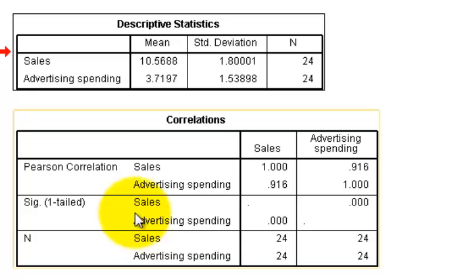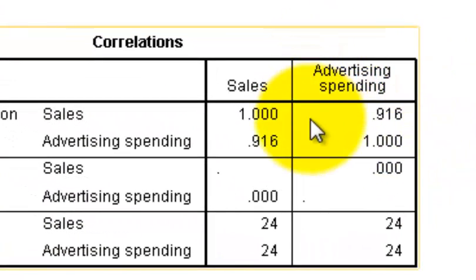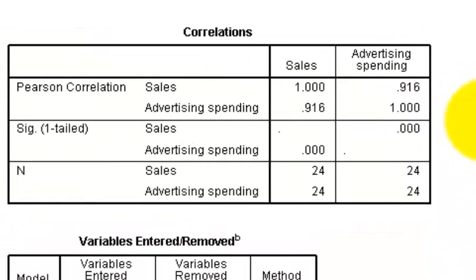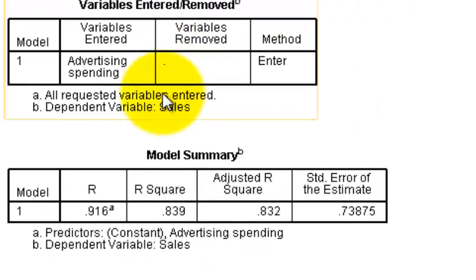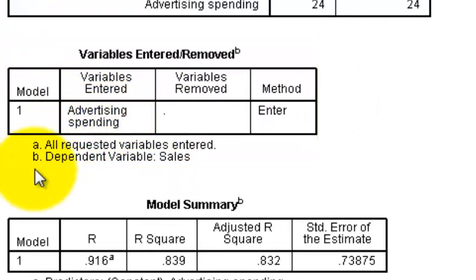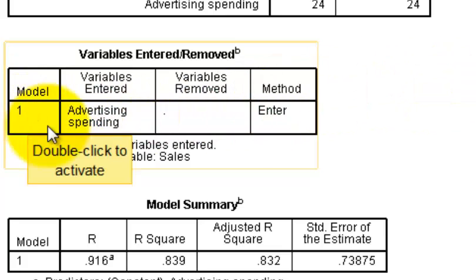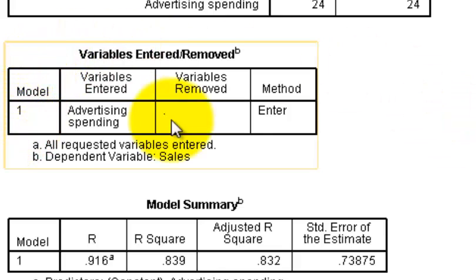And here's the correlation between the amount of sales and the amount spent on advertising, and it's pretty darn high, right? 0.916. And this tells us that it is a significant relationship. Okay, it's less than 0.05. It's really less than 0.001, but okay. This tells us that this was a simple regression because there's only one model here, okay? If it was hierarchical or something otherwise, you would have a 1, a 2, etc., etc. But again, we'll get to that later.